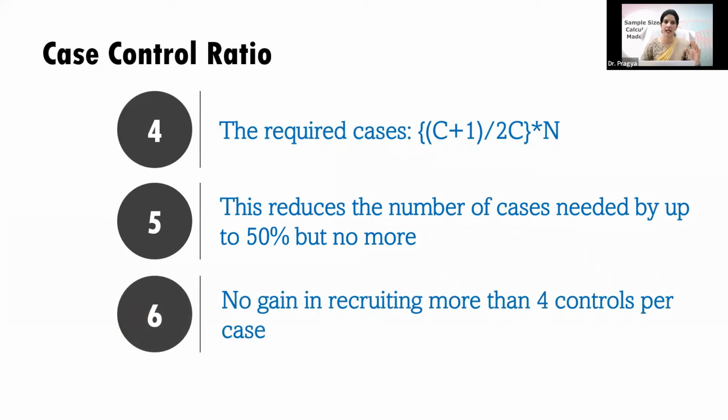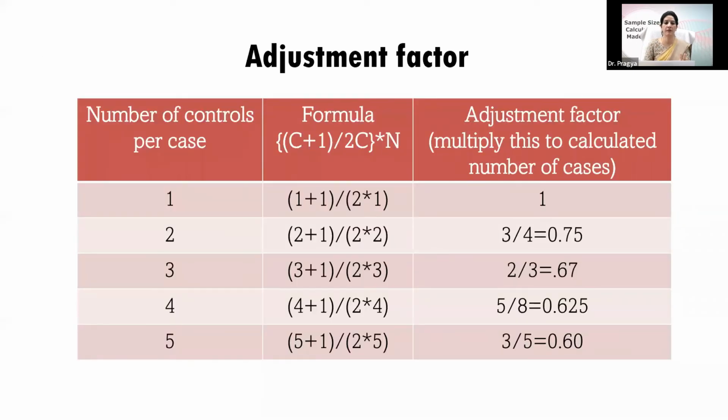And that's why, if you recruit 4 controls for one case, going beyond increasing the number of controls will yield no result. That's why you should not have more than 4 controls per case. That is the maximum. So this is the formula.